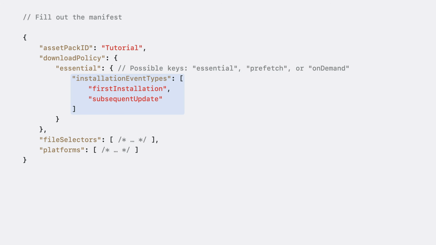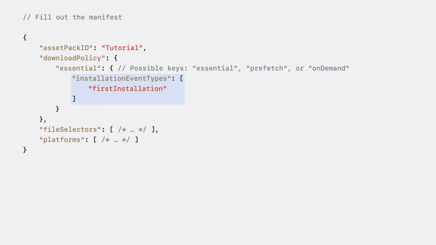This tutorial level is relevant only for people who newly install the game. People who already play the game and are simply updating to a new version shouldn't need to download the tutorial again. So, let's restrict the essential download policy to just the first installation and exclude subsequent updates. This means that only someone who downloads the game on their device for the first time will get the tutorial's assets.